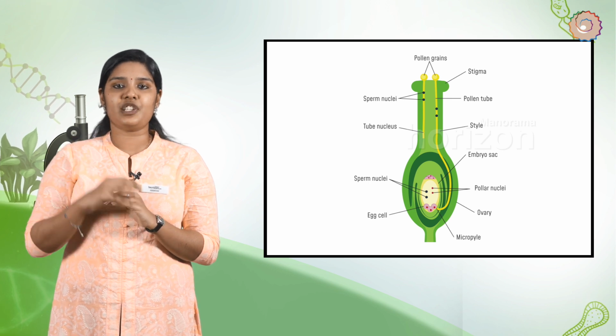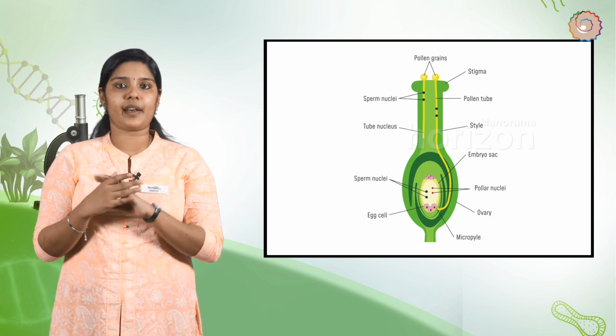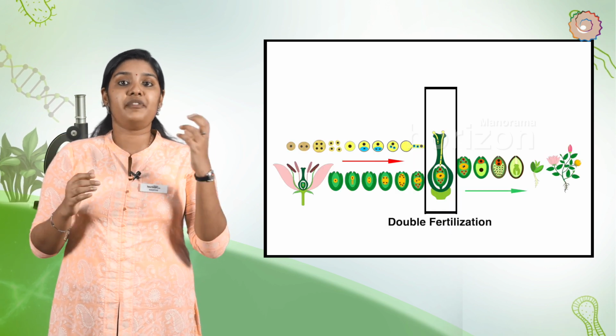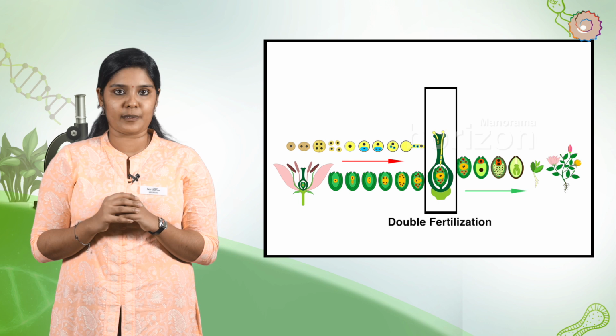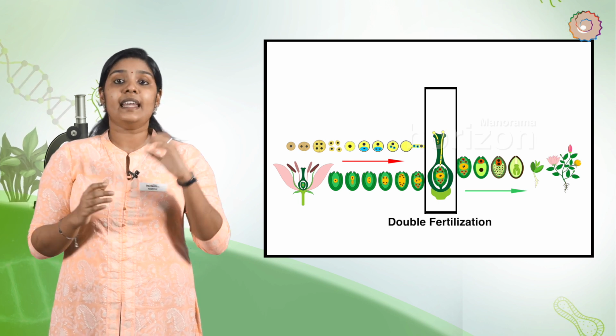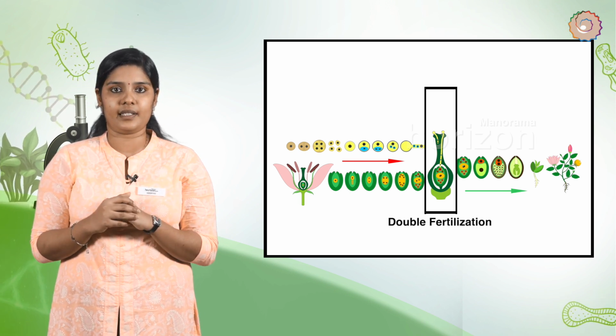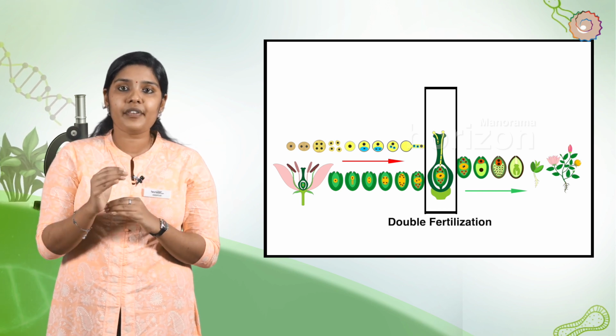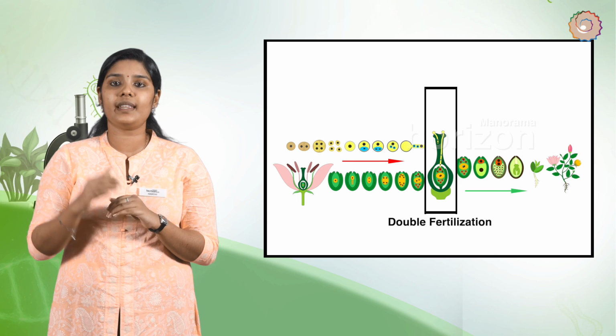The other male germ cell fuses with two polar nuclei. The process is called triple fusion. So, in flowering plants, two fusions take place during fertilization. It is called double fertilization. After fertilization, the zygote divides several times to form an embryo within the ovule.